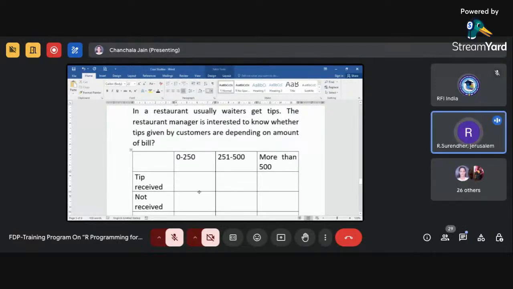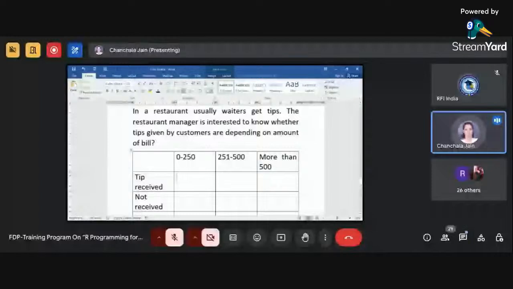It means how many of the waiters have received the tip between 0 to 250, and how many have not received the tip when the bill was 0 to 250. We are entering the count of the waiters. Again, the count will come. How many of the waiters received the tip when the bill was 0 to 250, and how many did not?